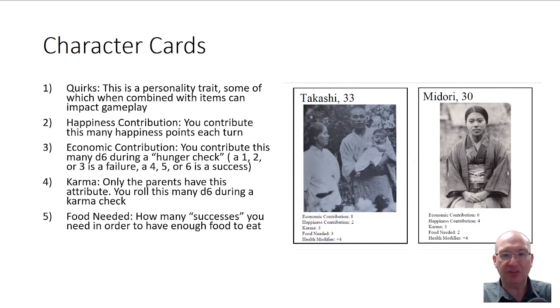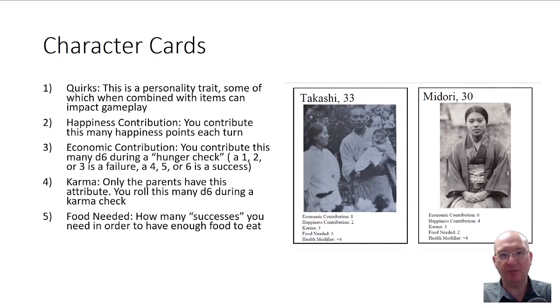Food needed is how many successes you need to have enough food to eat. So Takeshi needs 3, Midori needs 2. Notice that Midori basically breaks even because she gets to roll... You'll notice that on average, Takeshi and Midori should be able to produce more food than they need to actually eat themselves, and they need to do that to feed their children, right?